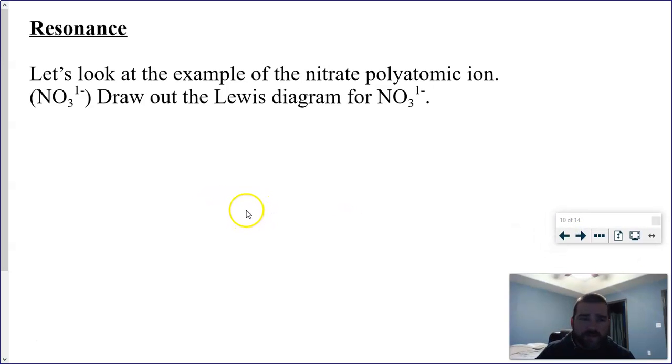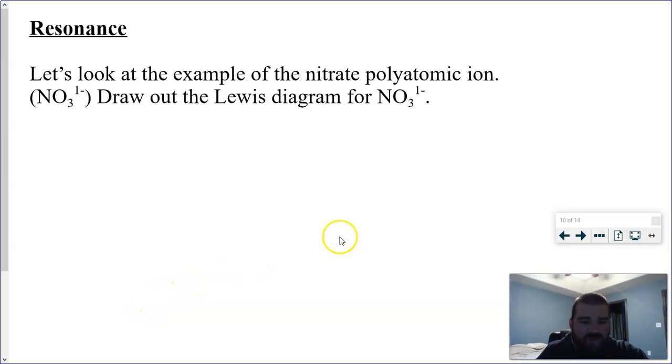That brings us to a topic called resonance. We're going to start the exact same way. I would like you to pause the video and draw out a Lewis diagram for nitrate, NO3 1 minus, if you could, or at least get started. Try to get as far as you can, and if it starts getting a little confusing or something feels a little off, that's fine, but give it a shot. Why don't you try that right now?